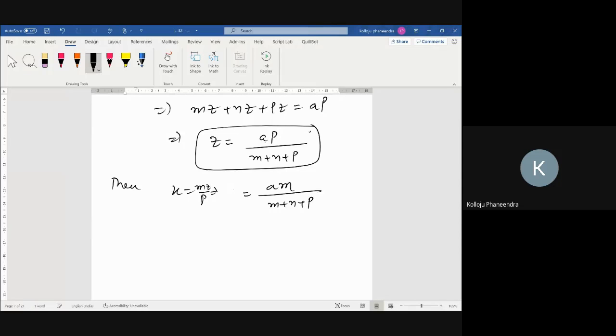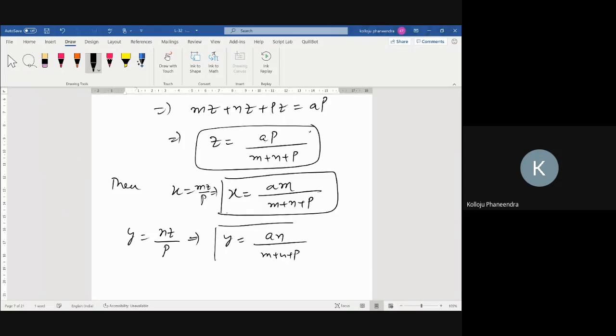Let me write mz by p implies x equal to. Now, what is y equal to? nz by p. This implies y equal to, you will get what? an by m plus n plus p. These are the x, y, z values.